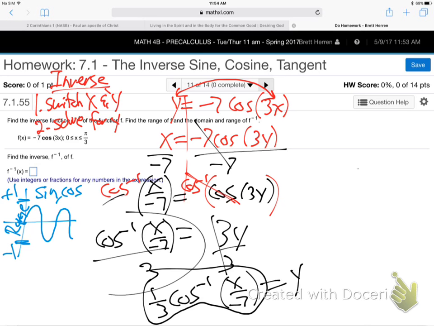Now, what if you have something in front of your sine or cosine? Like, what if you have a 7, like we have, or -7 cosine? What's that -7 in the front going to do? Remember from graphing, what is that -7?